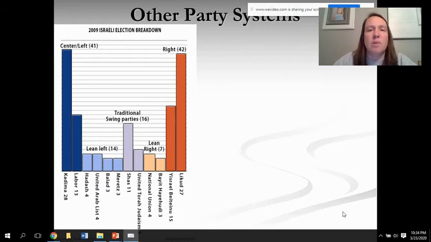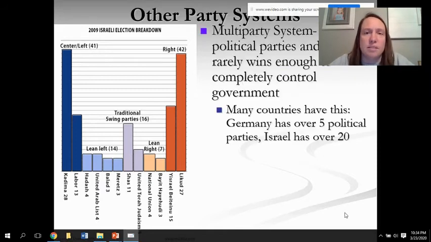Now, most other places in the world are not 2-party systems. Most of them are multi-party systems. You know, multi means a lot. So many political parties, and one party rarely wins enough to completely control. So most places in Europe, like England, Germany, France, and Israel, which you can see on the map here, they have a lot of different parties.